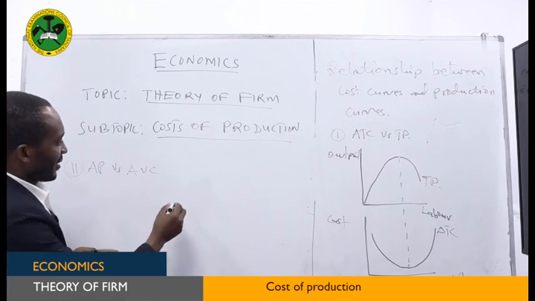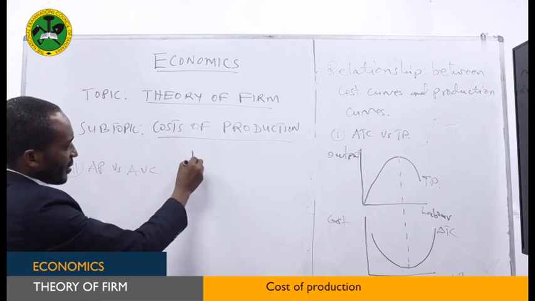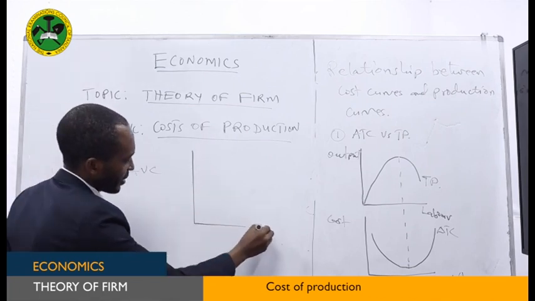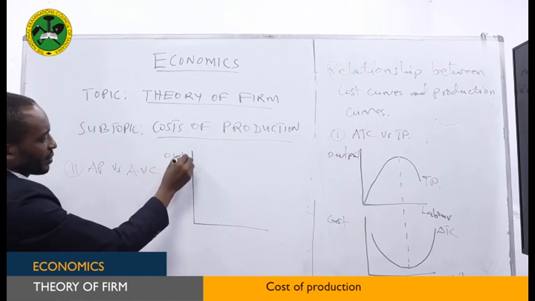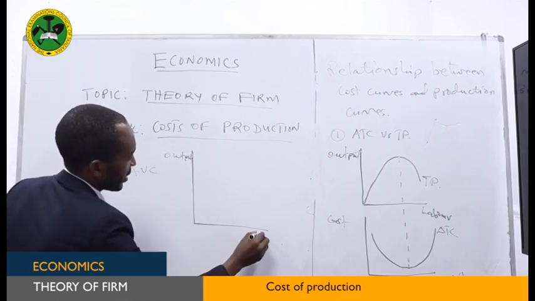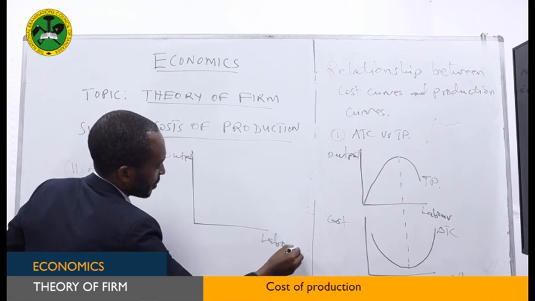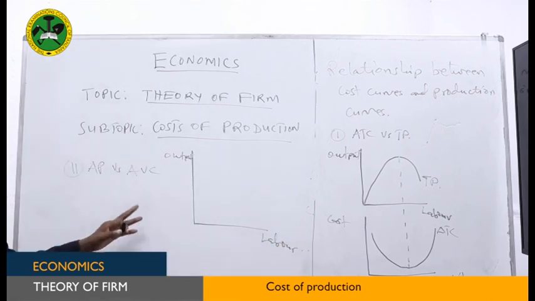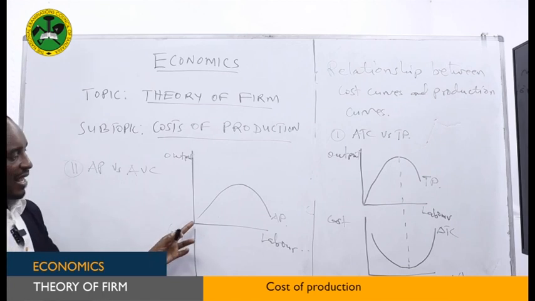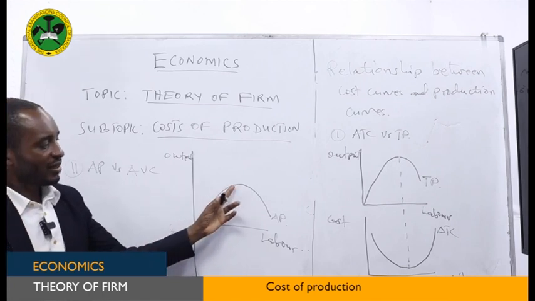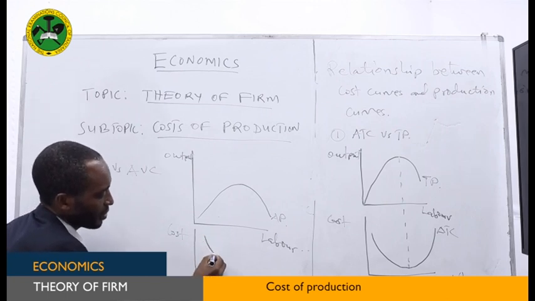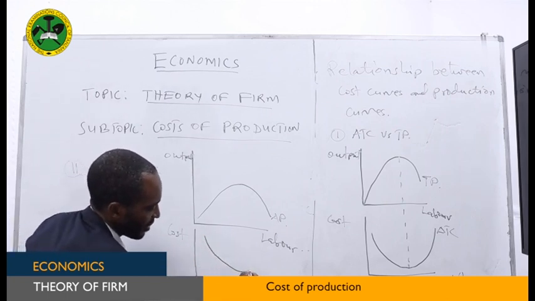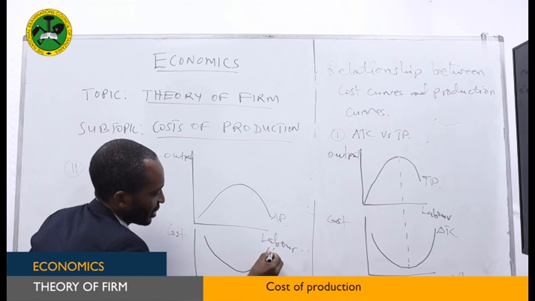So similar, we start with the curve of average product here. Average product here is output. There is labor. So when output or average product increases, average variable cost will decline, then reach minimum, then start to increase. So this is the average variable cost.